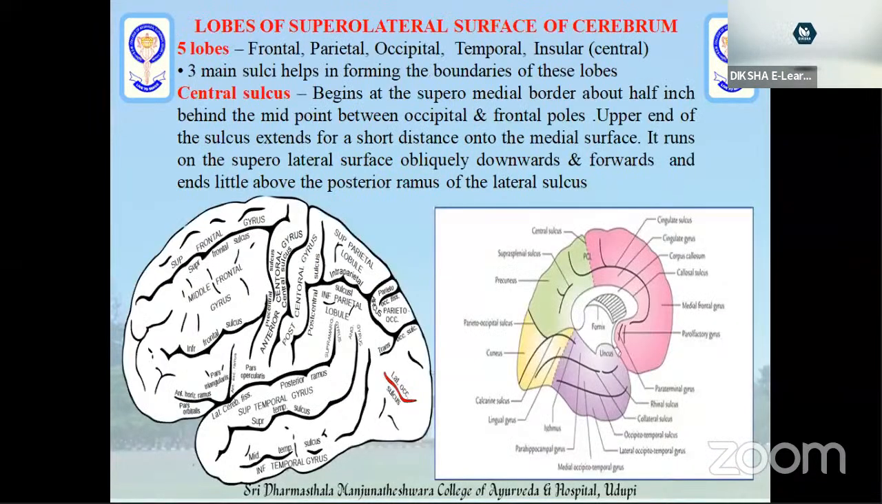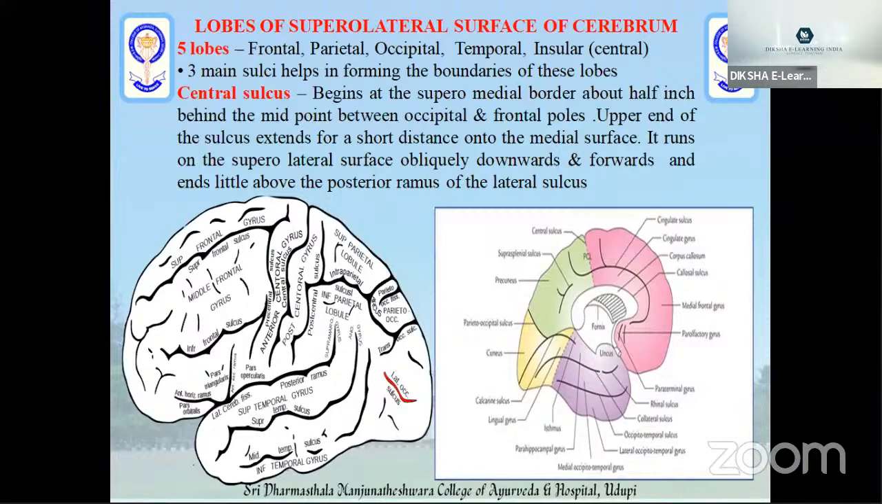Now, regarding the lobes of the cerebral hemisphere, first we will see the division of the lobes. After that, for each lobe, we will see the functional areas. On the superior lateral surface of the cerebrum, there are 5 lobes: the frontal lobe, parietal lobe, occipital lobe, temporal lobe, and insular lobe. The insular lobe is a central lobe which is hidden by the operculum of the frontal, parietal, occipital, and temporal lobes.